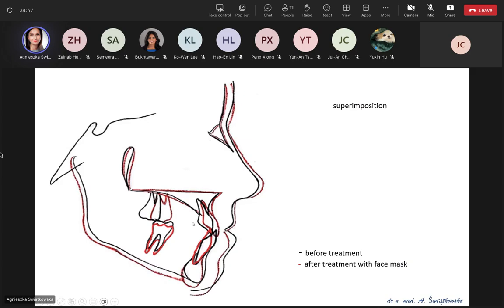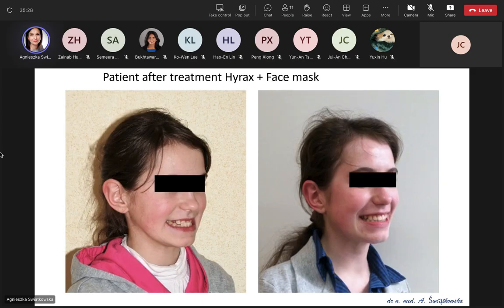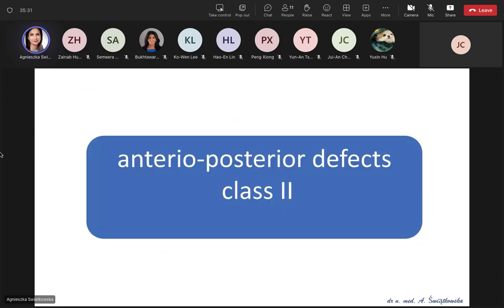But what happened? Why is the effect so spectacular? Because we have a little protraction, proclination of upper incisor, retroclination of lower incisor, and backward rotation. You can see here, black, red, backward rotation of a lower jaw. So when we connect all this effect, we see this kind of effect when we look at this patient, at this girl.